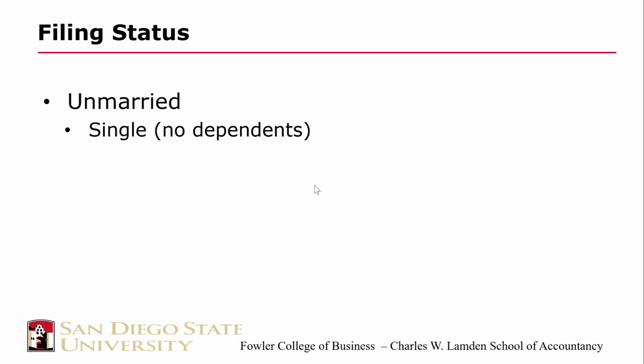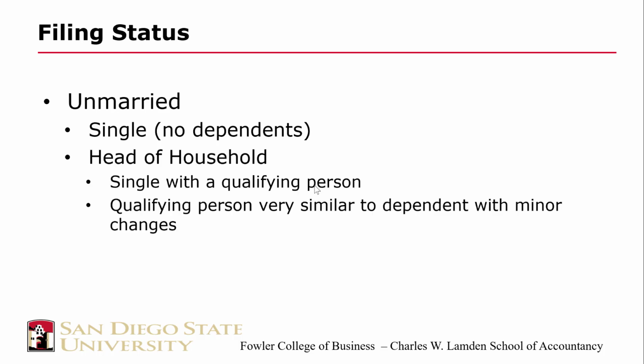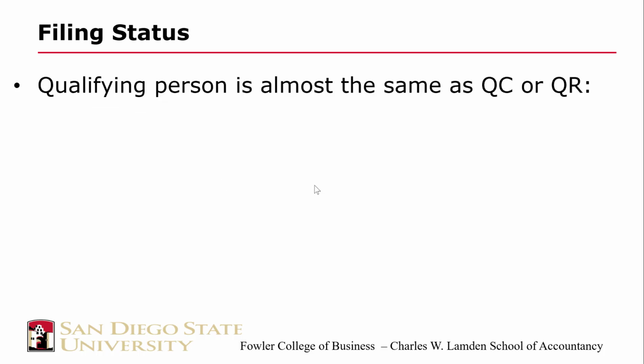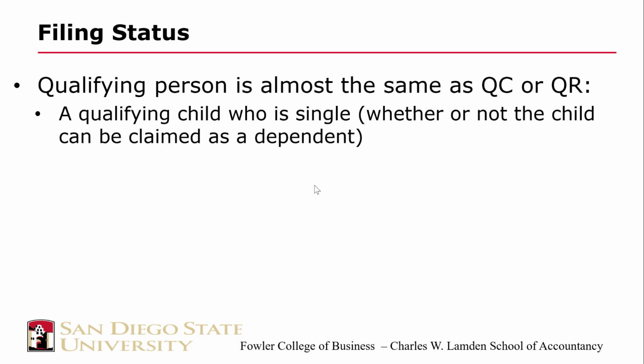Okay, if you're unmarried, the most common filing status is single. This is the case where you have no dependents, or head of household. So this is a single with a qualifying person. And yeah, I know they couldn't just make the rules the same and say it's a single with a dependent. The rules are very, very similar to having a dependent, but different enough that we call it a qualifying person. So, minor changes, right? Almost the same as a qualifying child or a qualifying relative. A qualifying child who is single can be a qualifying person, whether or not the child can be claimed as a dependent.